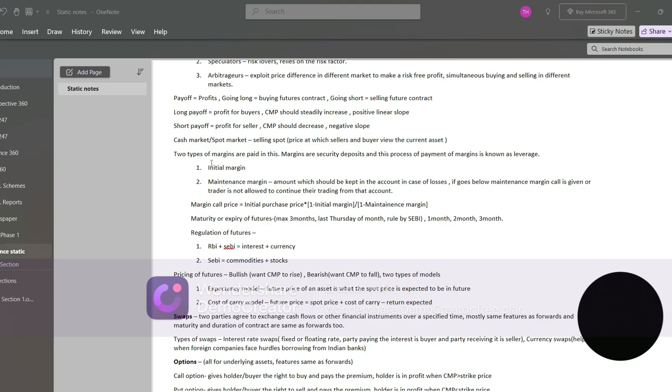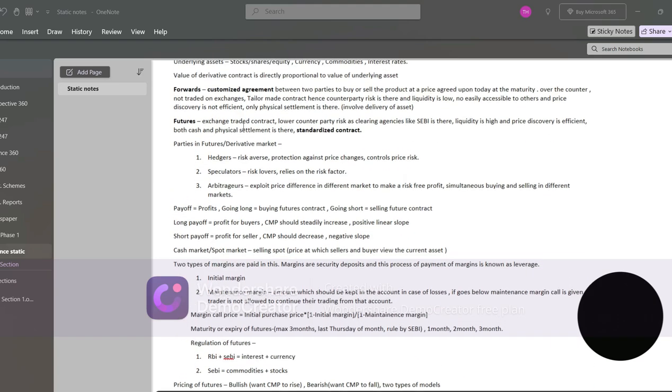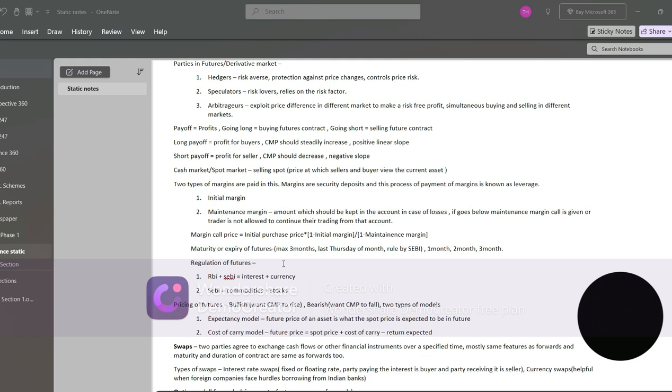Also, regulation of futures: as futures deal with all kinds of underlying assets, interest rate, currency, commodities, and stock. The regulation of futures for interest rate and currency is done by RBI and SEBI both, and for commodity and stock it is done by SEBI only.